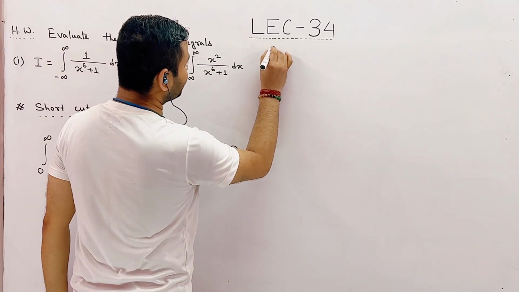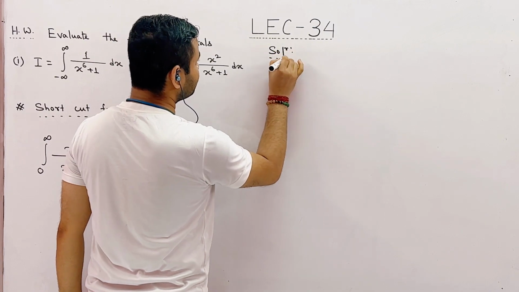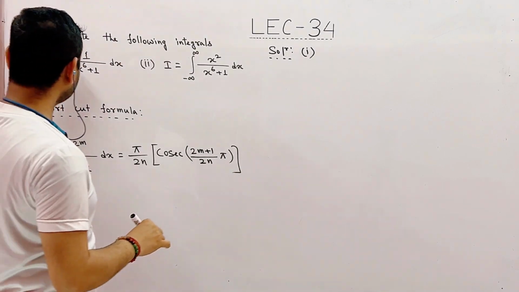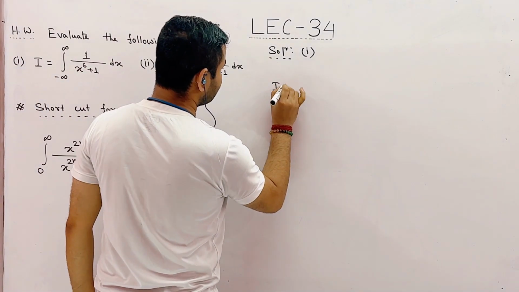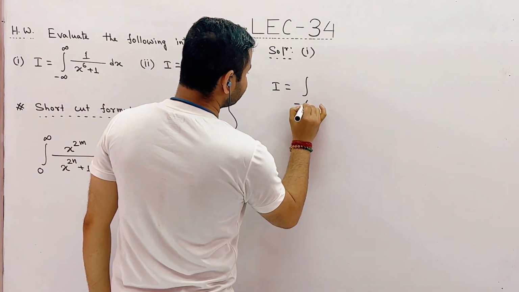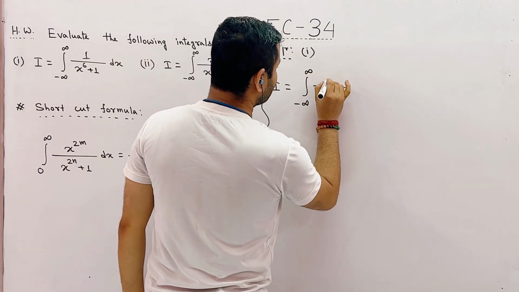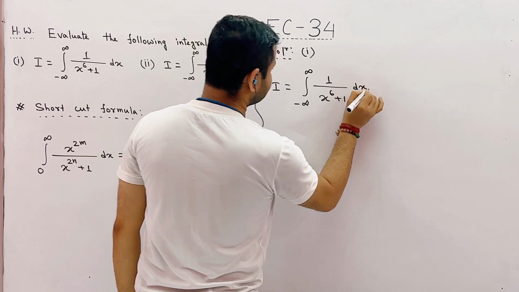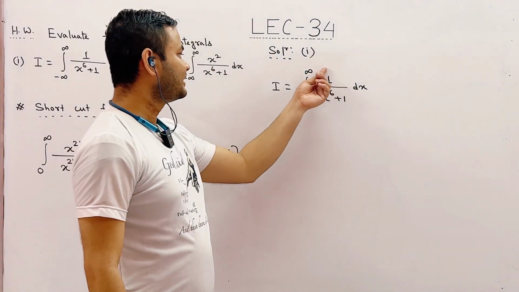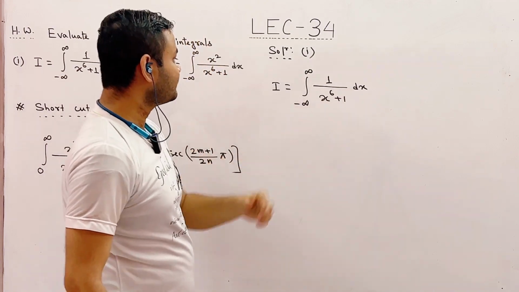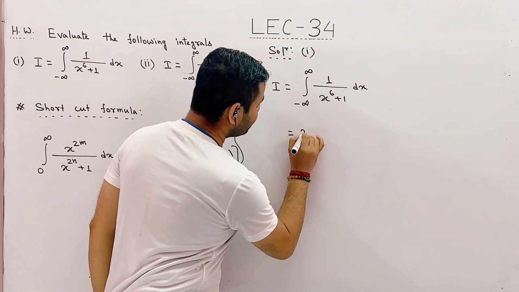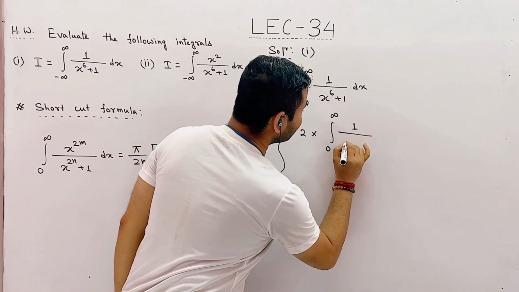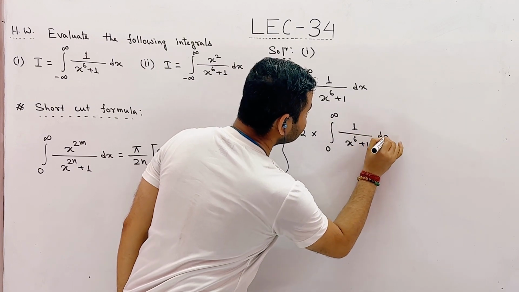So, solution to problem number 1. Given I is equal to integration minus infinity to plus infinity 1 divided by x to the power 6 plus 1 into dx. Students, here we have seen that this is an even function. So, therefore, this integral can be written as 2 into integration 0 to infinity 1 divided by x to the power 6 plus 1 into dx.